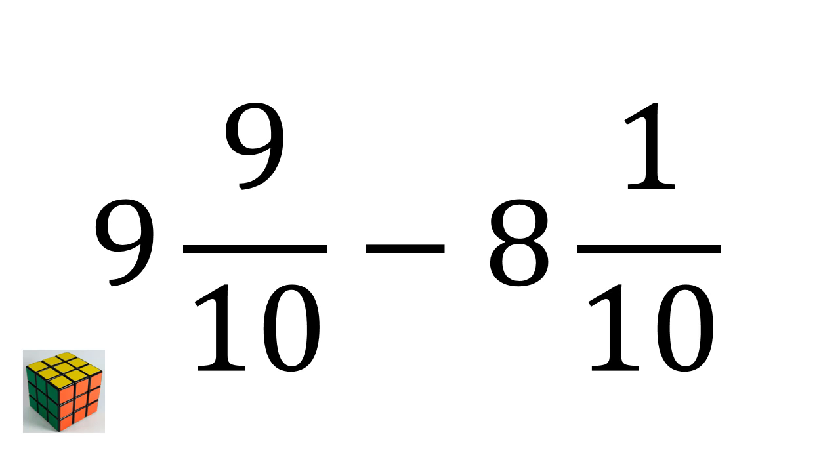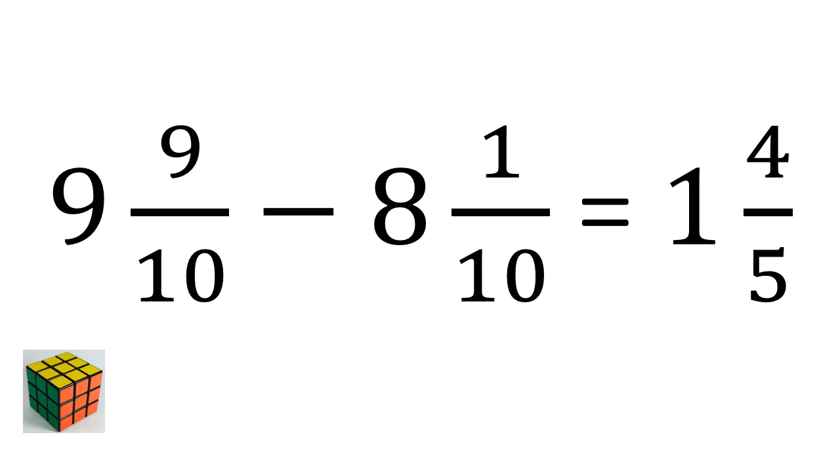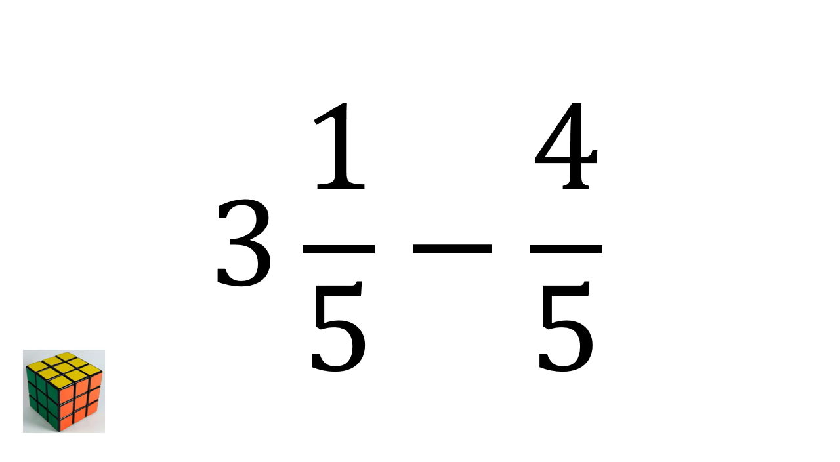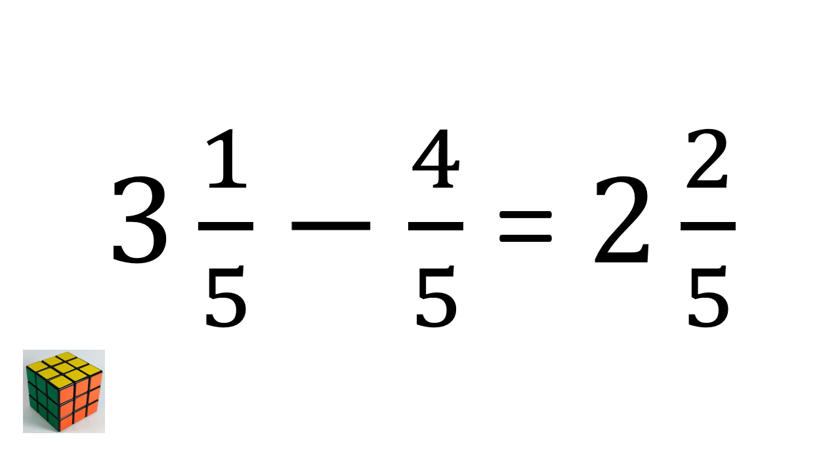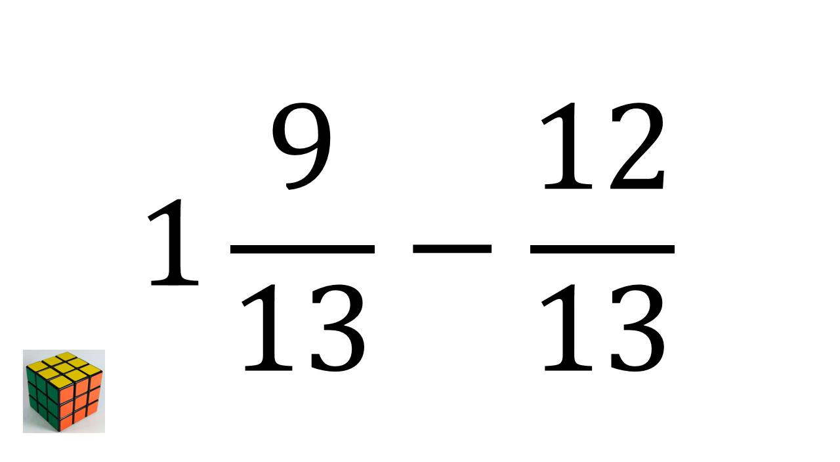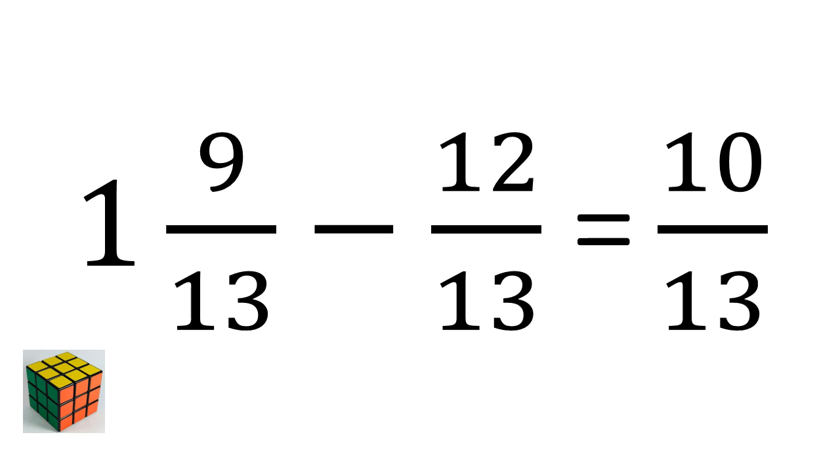9 and 9/10 minus 8 and 1/10. 9 and 9/10 minus 8 and 1/10 equals 1 and 4/5. 3 and 1/5 minus 4/5. 3 and 1/5 minus 4/5 equals 2 and 2/5. 1 and 9/13 minus 12/13. 1 and 9/13 minus 12/13 equals 10/13.